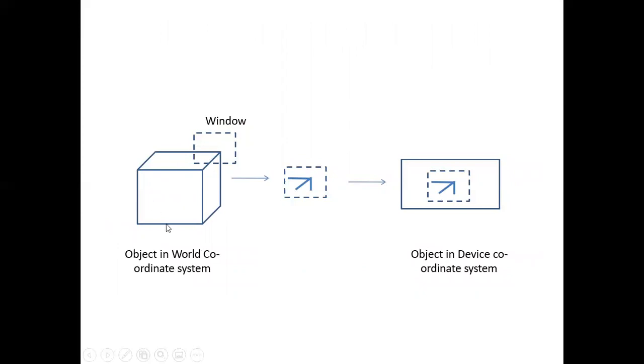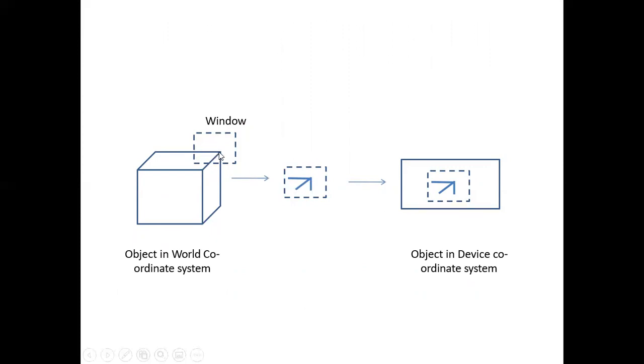As you can see here, this is an object in the world coordinates. This is a real world object. Now I am going to clip this particular part of the object. This window, I call the clipping window. This is my clipping window. So I am clipping this particular part of my cube. This particular part is clipped.